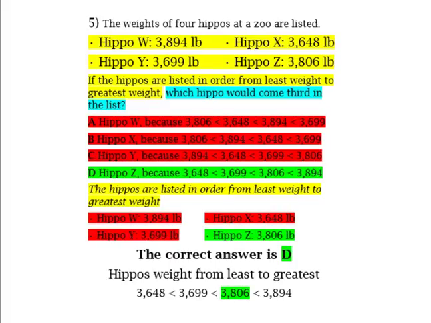Hippo Z, because 3,648 is less than 3,699, which is less than 3,806, which is less than 3,894. And if you look at the bottom, we've listed those weights from least to greatest. And yes, 3,806 is third on that list.